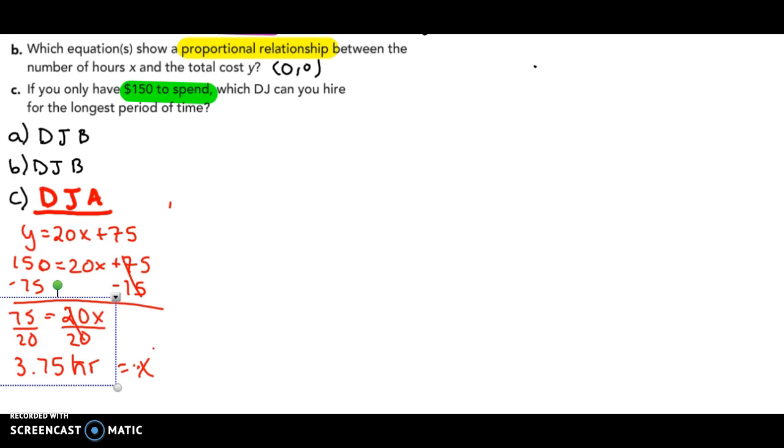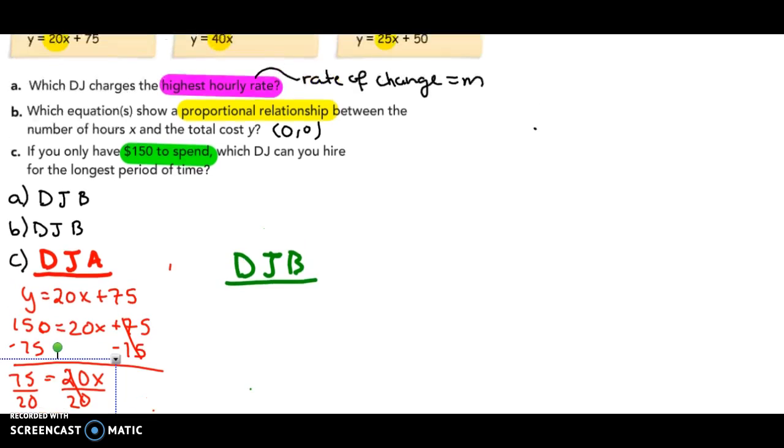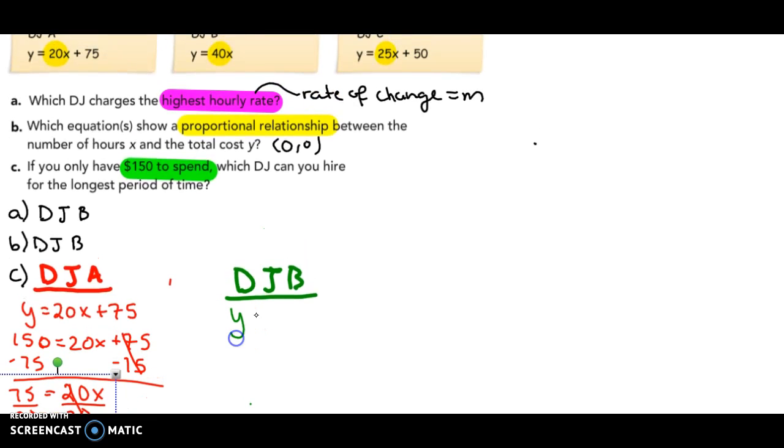Now let's look at DJB, and we'll do that one in green. So for DJB's equation, we had a real short one, y equals 40x. We know y is equal to $150, and plug that in. Divide both sides by 40. We get x to equal 3.75 hours.